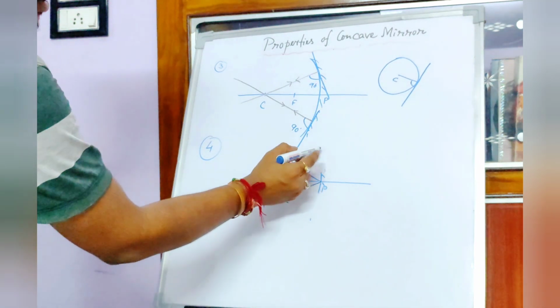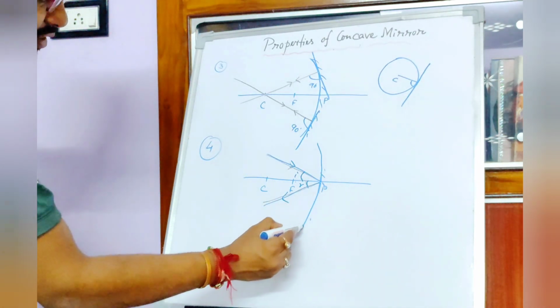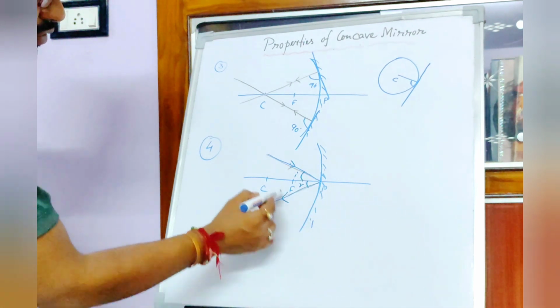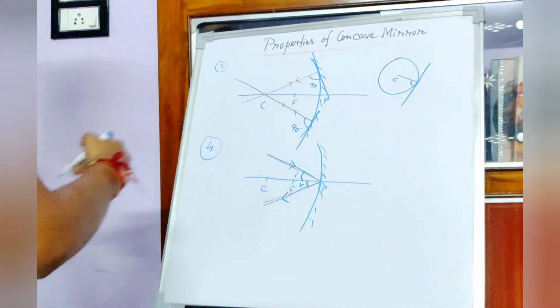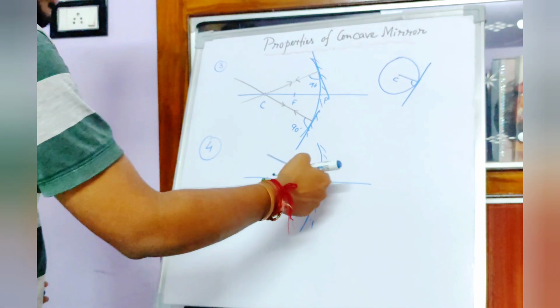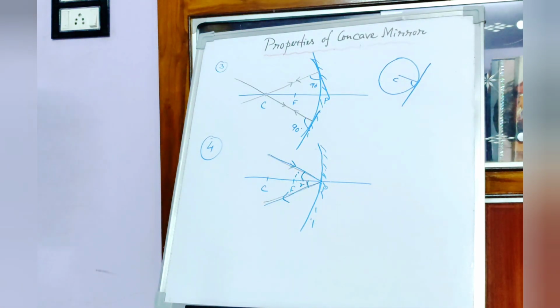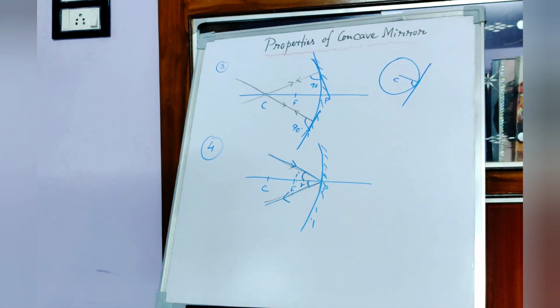So remember, in the case of a concave mirror, when a ray is falling at the pole at a certain angle, that same angle it will be reflected from the pole on the other side of the principal axis. This is the fourth property.